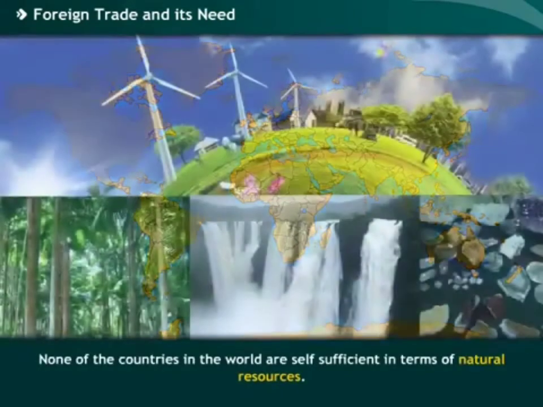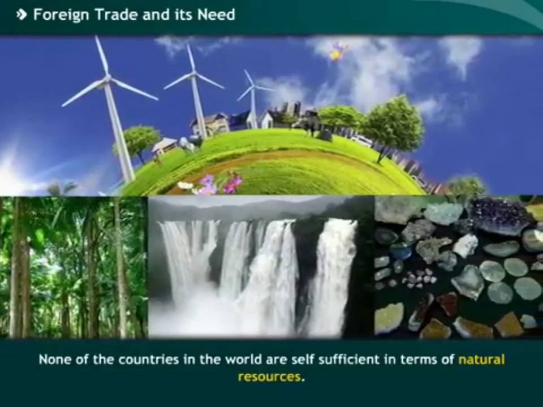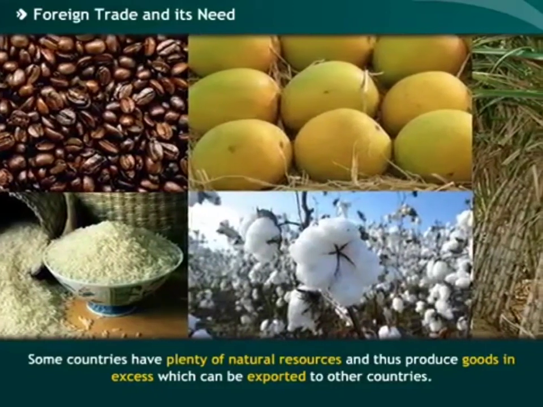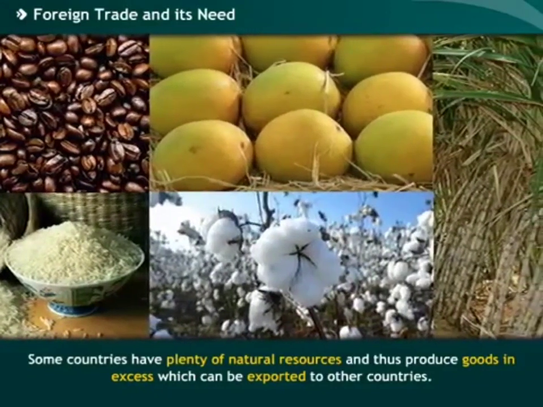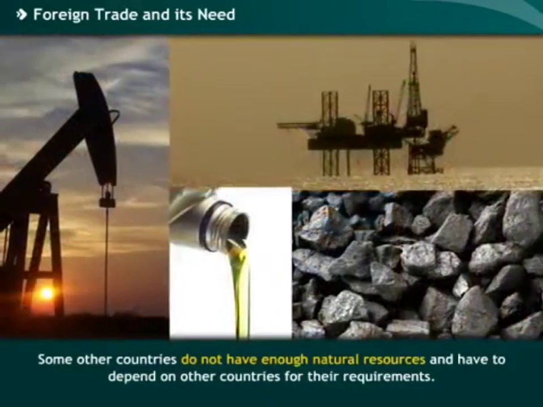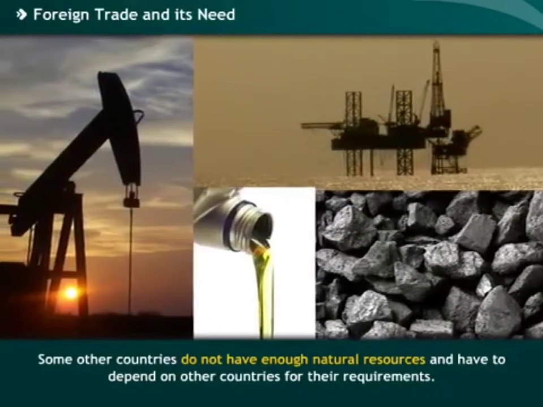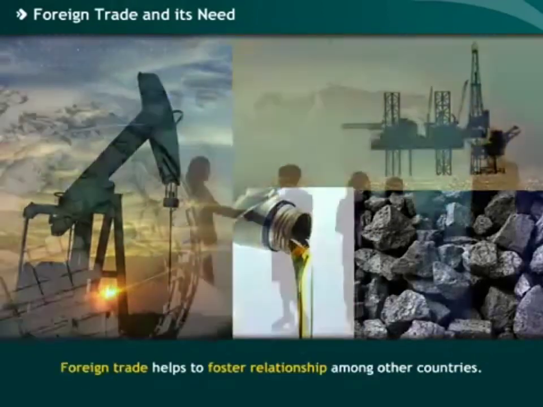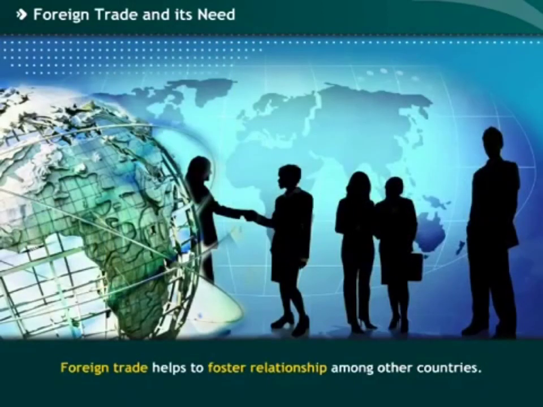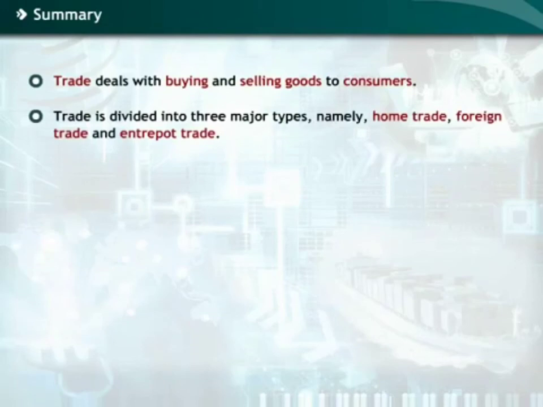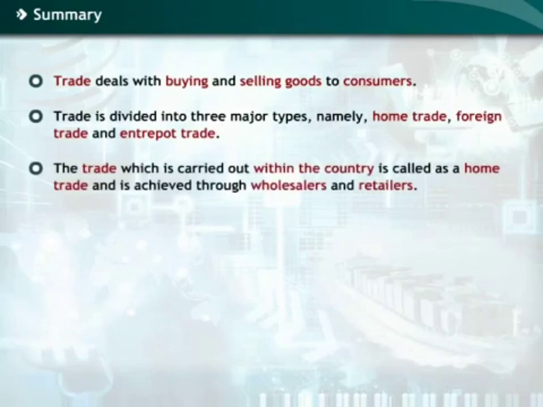None of the countries in the world are self-sufficient in terms of natural resources. Some countries have plenty of natural resources and thus produce goods in excess, which can be exported to other countries. Some other countries do not have enough natural resources and have to depend on other countries for their requirements. Foreign trade helps to foster relationships among countries. Let us now recap all the important points that we have covered in this module on the types of trade.